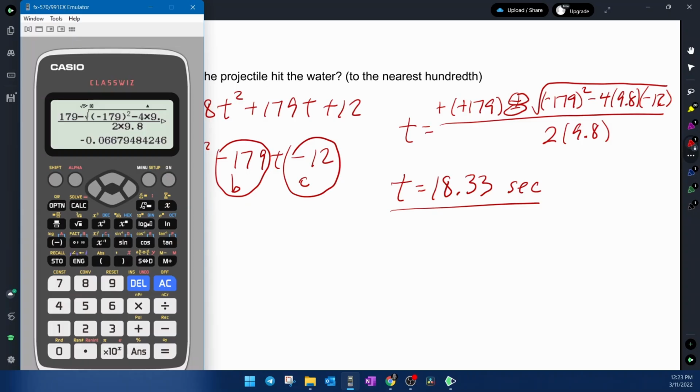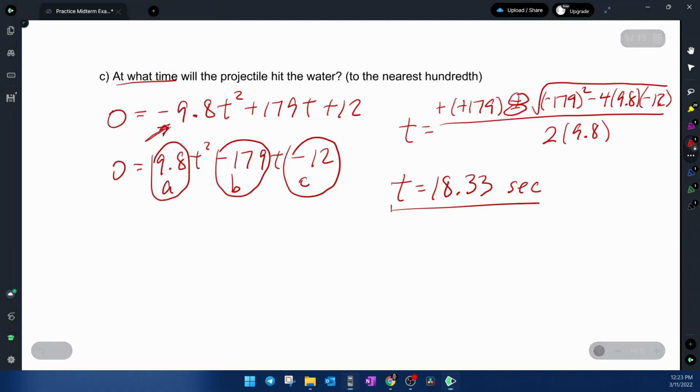Does negative time make any sense in this problem? No. And so that solution is extraneous. That solution has no bearing on our problem. And so this is the value we're looking for. This is how long it will take the projectile from the time that it is fired till it hits the water.